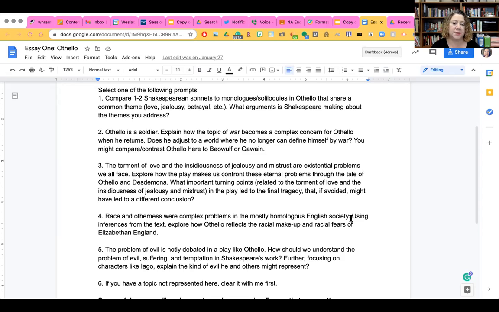The last one is about evil. The problem of evil is hotly debated in a play like Othello. How should we understand the problem of evil, suffering, and temptation in Shakespeare's work? The problem of evil is a philosophical problem. It's an actual thing that people discuss. The idea being, if God is a benevolent God, why is there evil in the world? Or just even without the God part, why is there evil in the world? What purpose does it serve?